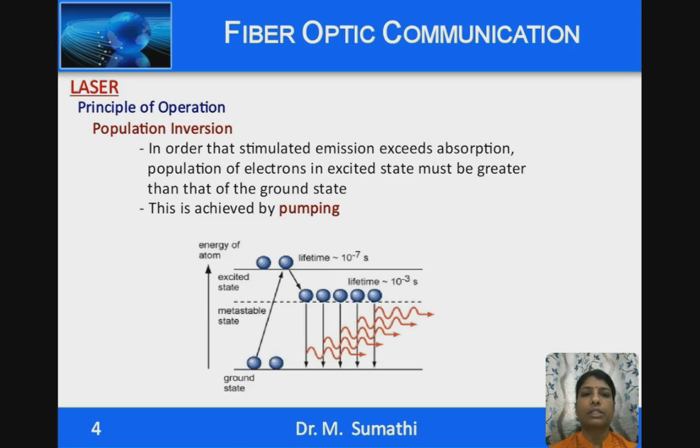Population inversion means the number of electrons in the higher energy state should be more than that in the lower energy state in order that stimulated emission exceeds the absorption, and this is achieved by pumping. Pumping is of different types, two of them being optical pumping and electrical pumping. In optical pumping, the electrons absorb energy from the incident photons and move to a higher energy state. In electrical pumping, electrical energy is used to excite electrons to the higher energy state.